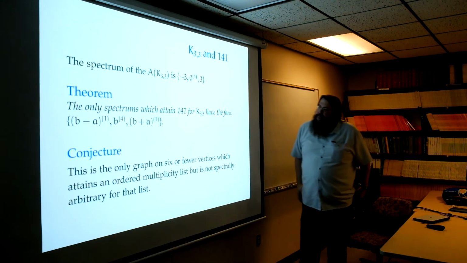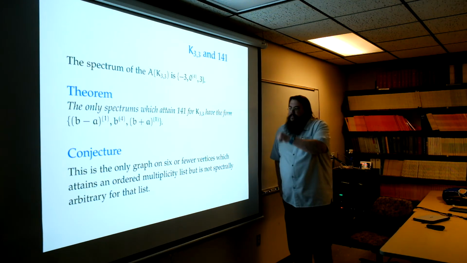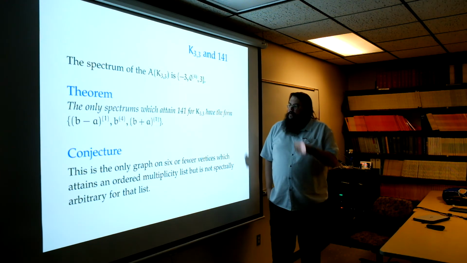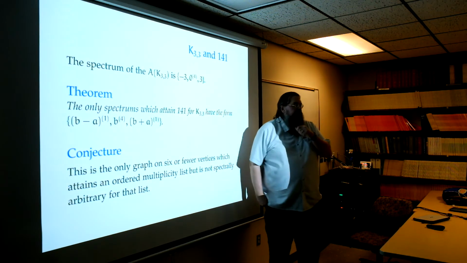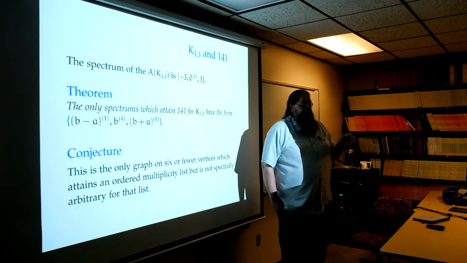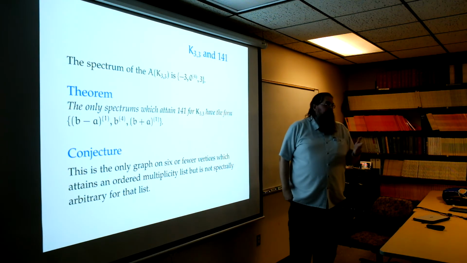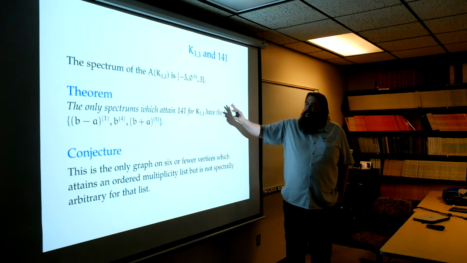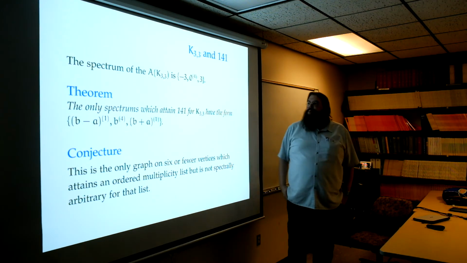I'll skip that, but I will say that we believe this is the only graph on 6 or fewer vertices where, when we can attain an order multiplicity list, we cannot do so spectrally arbitrary. All the others seem to say that you can do it. Even the ones that we don't know, we can do it for a lot of different spectrums. And so we think this is sort of the unique first special case.